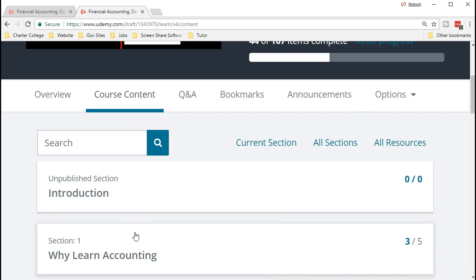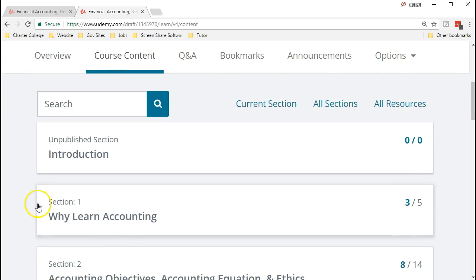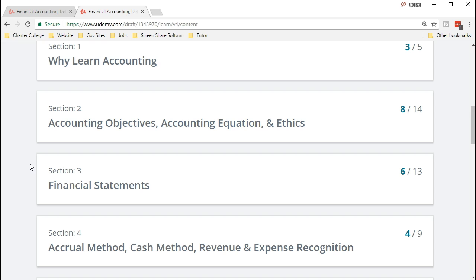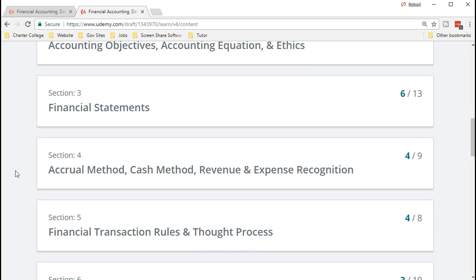Looking at the section headings to give us a summary of what will be covered, we first have the introduction, which will be this. Then we have why learn accounting. We're going to cover what accounting is and why we would want to learn accounting. Then we're going to talk about accounting objectives, the accounting equation, and ethics, talking about what the objectives of accounting typically are. We'll introduce the accounting equation, which is going to be our first format of the double entry accounting system. Then we're going to look at ethics as it applies to a profession and how accounting fits into that picture of a profession, how it developed.